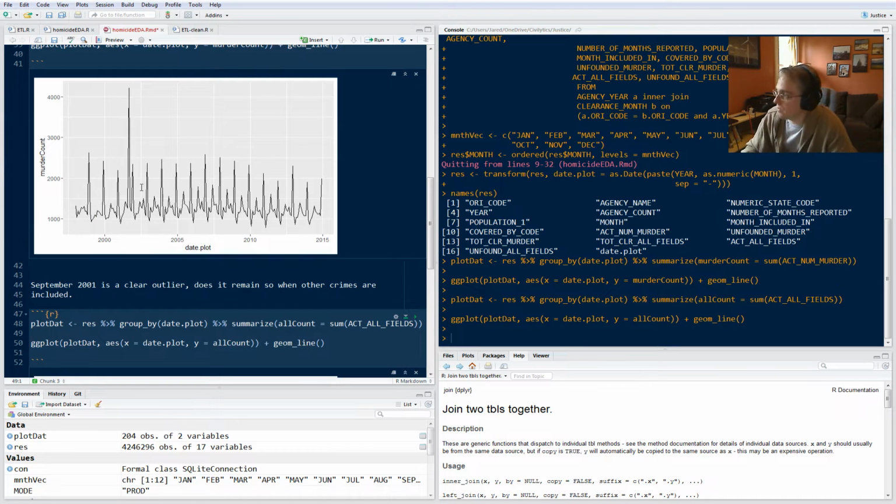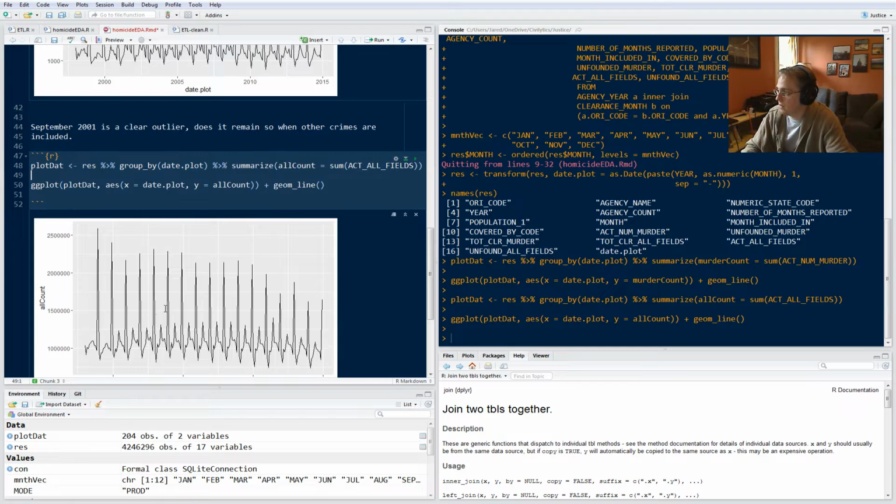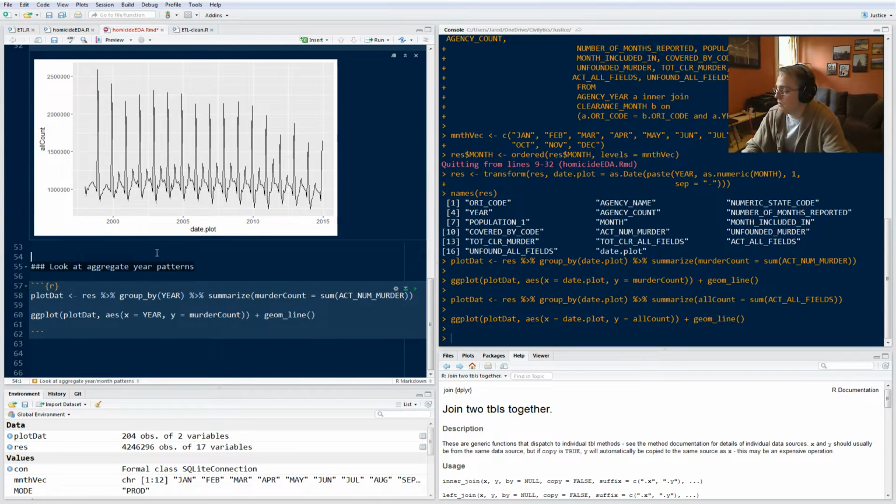It's interesting that we only see the spike when we disaggregate it out by murders. We don't see the same spike here. We just continually see the December spike, which is totally fine.